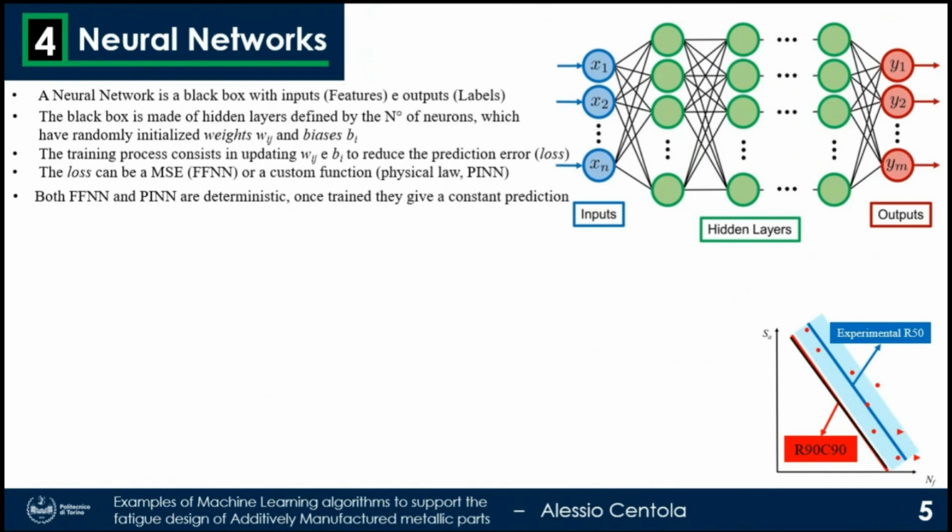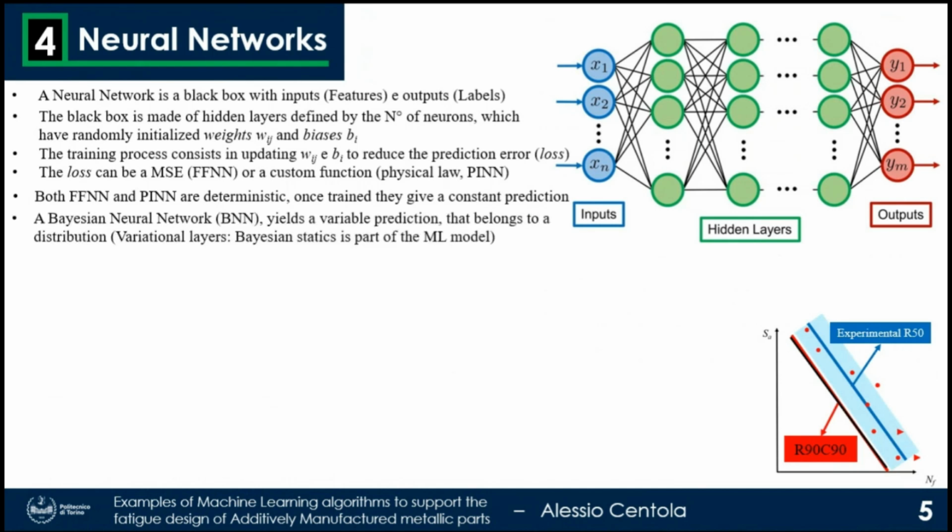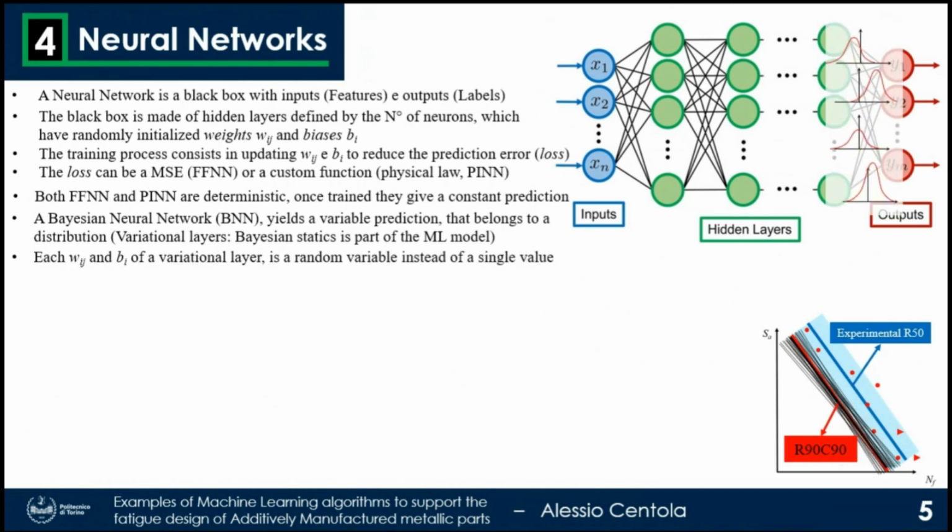Pictorially, the prediction could be this black line predicting the R90C90 line. Instead, if we employ a Bayesian neural network, we can have a variable prediction that belongs to a distribution. So the typical situation could be this one. This happens thanks to variational layers, which employ Bayesian statistics as part of the machine learning model. For example, each weight and bias of a variational layer is a random variable instead of a single value.